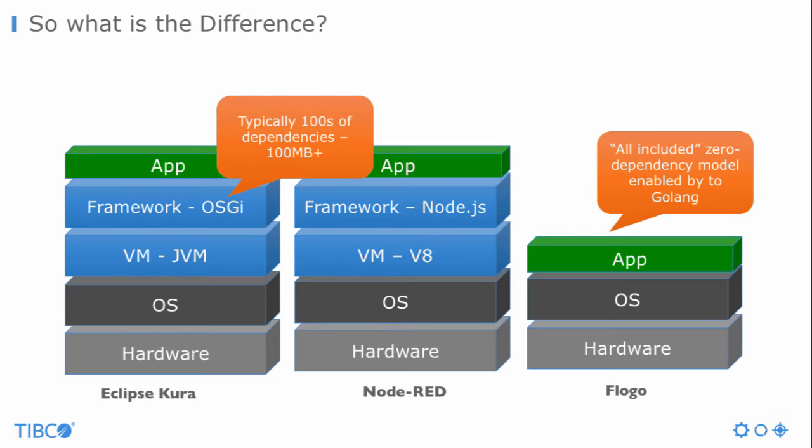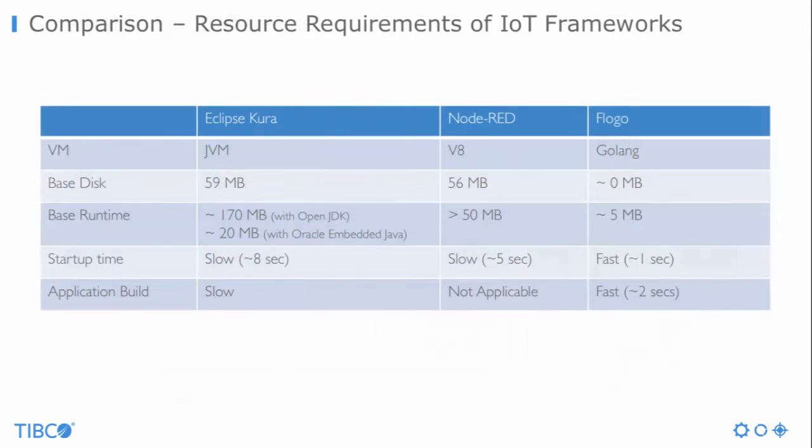And here you see really the key difference. You don't have all the different dependencies, and it's therefore much more lightweight, and it's all included in the zero dependency model. So you really just deploy one very lightweight binary to your edge app which you can run there. And this really makes a difference why Flogo is much more lightweight than these other technologies and frameworks for IoT integration.